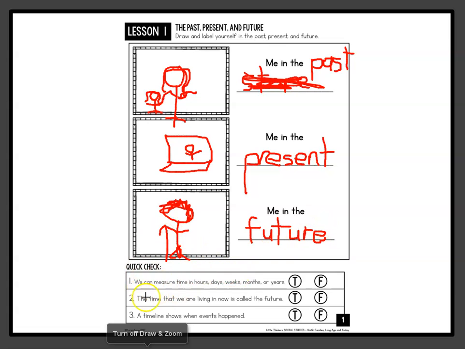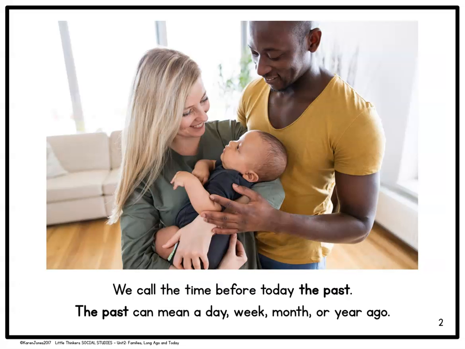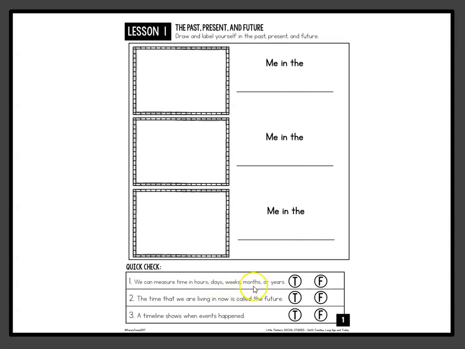So our quick check says we can measure time in hours, days, weeks, months, or years. Is that T true or F false? Okay, so why don't we go back and look, right? So this is time passes each day. We call the time before today the past. The past can mean a day, week, month, or year ago. It can also mean time that was more than hundreds of years ago. So what do you think the answer is to our question? It says we can measure time in hours, days, weeks, months, or years. True, right? Yeah, we can. So we would color in true.